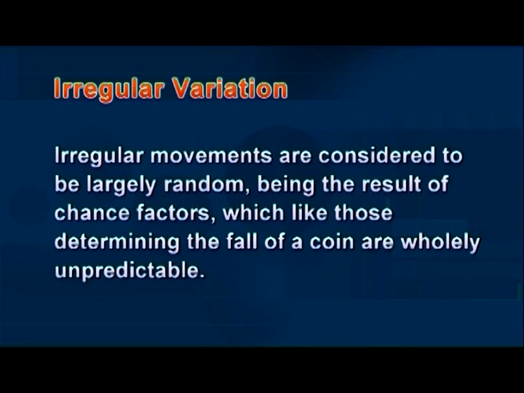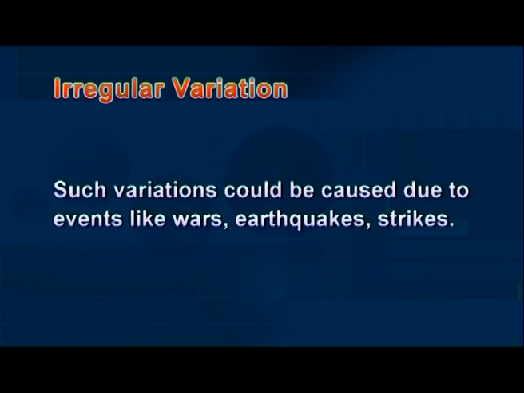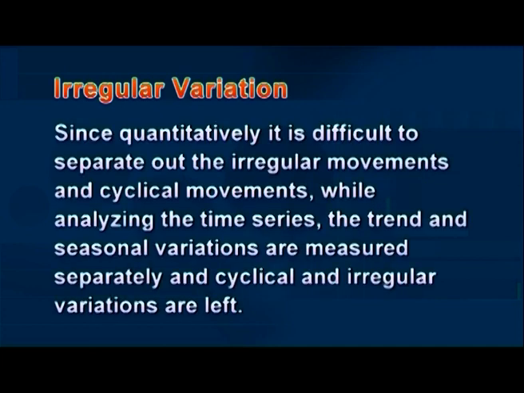Irregular movements are considered to be largely random, being the result of chance factors, which, like those determining the fall of a coin, are wholly unpredictable. Such variations could be caused due to events like wars, earthquakes, strikes. Since quantitatively it is difficult to separate out the irregular movements and cyclical movements, while analyzing the time series, the trend and seasonal variations are measured separately, and cyclical and irregular variations are left.